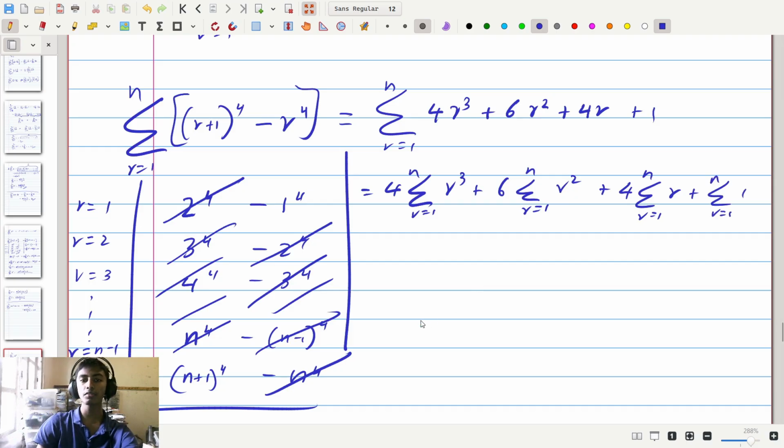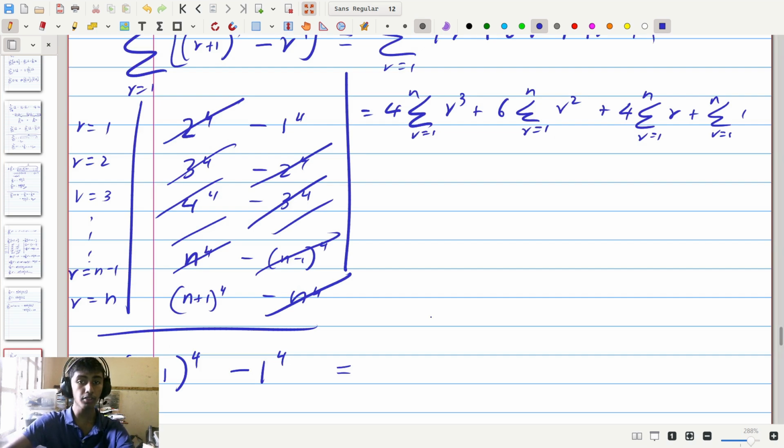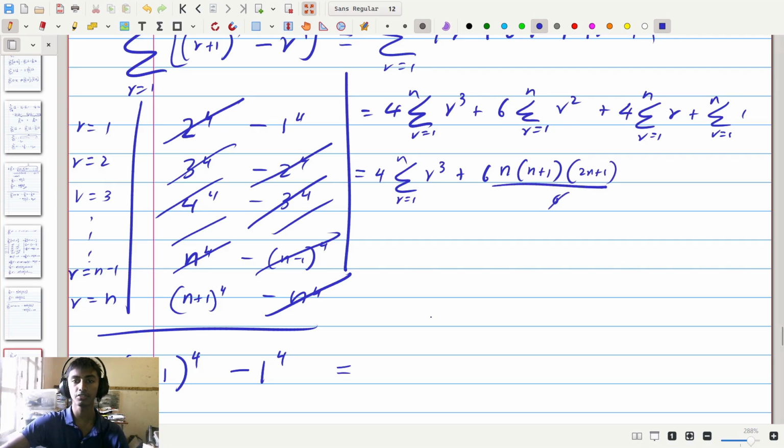Now, most of these we can substitute. We can only not substitute this final sum, which is the sum that we're looking for. Writing the rest of them down, we can see this is equal to 4 times the sum from r equals 1 up to n of r cubed, plus 6 times this sum, which we know to be n times n plus 1 times 2n plus 1 divided by 6. You can see the 6 and the 6 nicely cancel out.